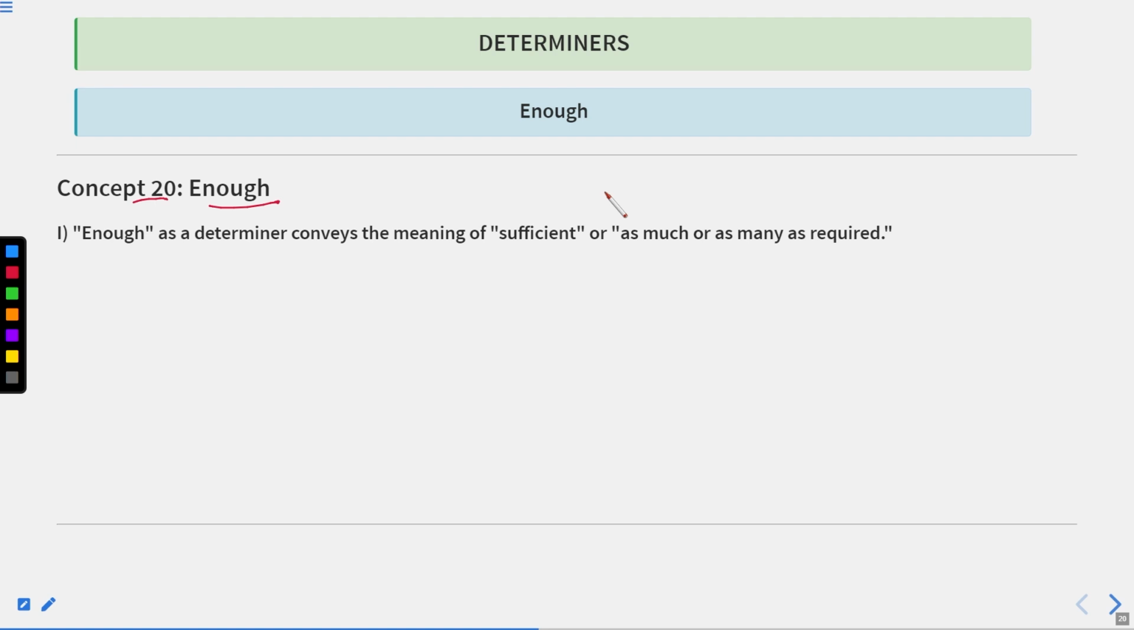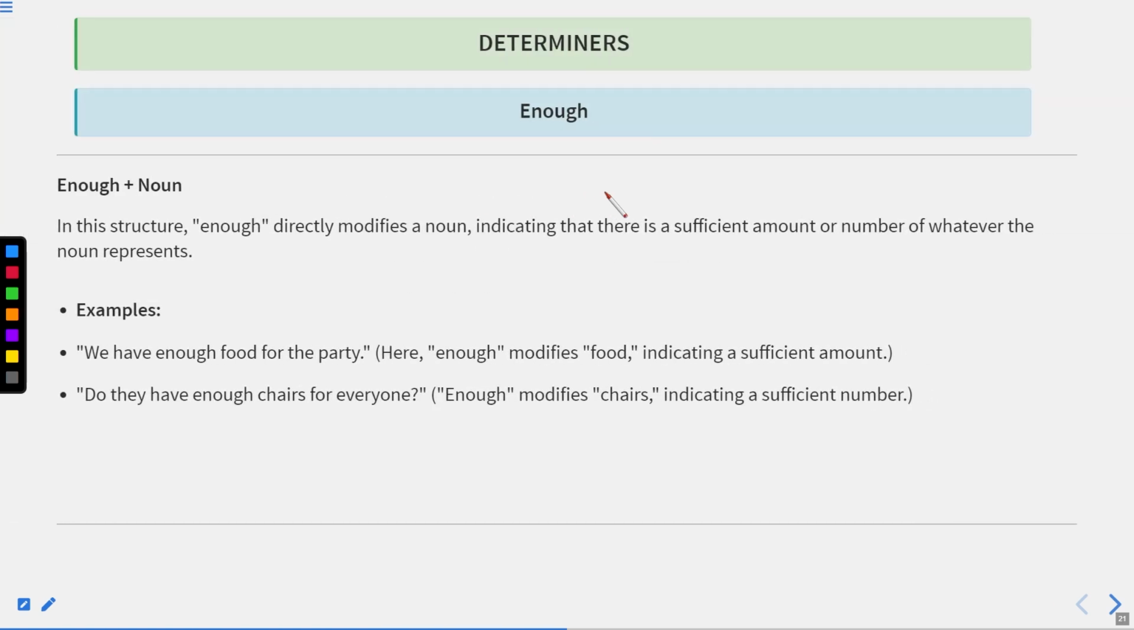that means it is enough. Enough as a determiner conveys the meaning of sufficient, or as much or as many as required. So this is actually the meaning of the word enough. Enough plus noun.